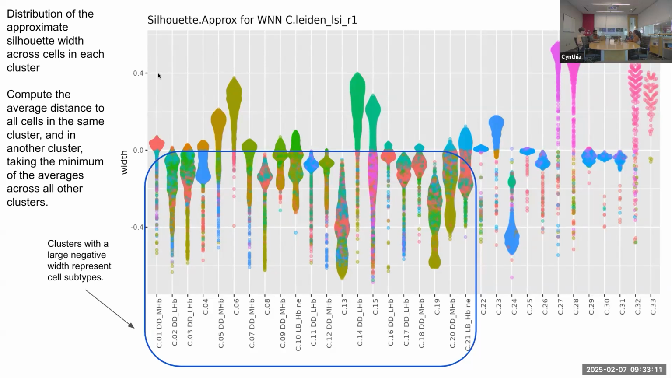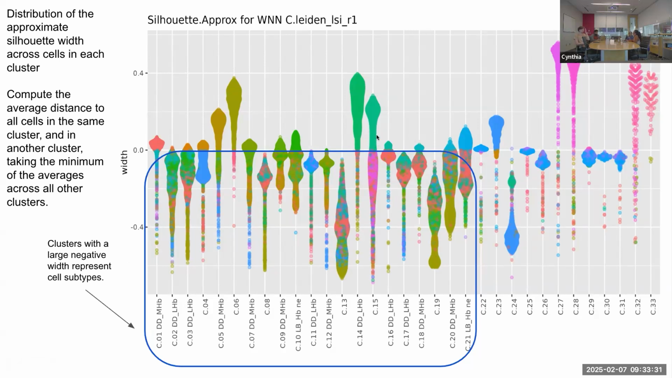So what we have here is that in this silhouette plot, in the x-axis we have the clusters, and in the y-axis we have the measured width. So we have here 0. This 0 is representing, let's say, the limit between the clusters.